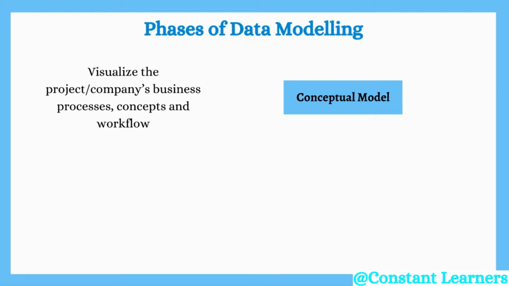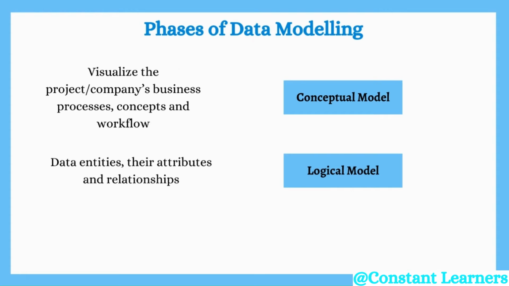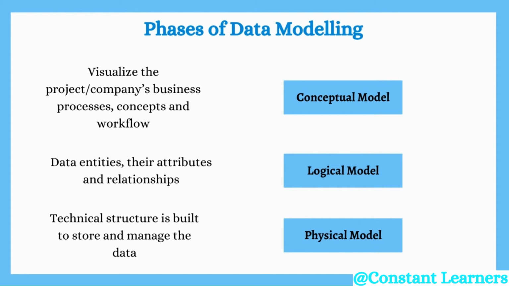Okay, once the conceptual model is done and we have understood the concept of a particular business, we move to the logical part. Logical part means what? That includes identifying the data entities, their attributes, and the relationships between the entities. And this is known as the logical model. And after the logical model is done, finally, a technical structure is built to store and manage the data, which is known as the physical model.